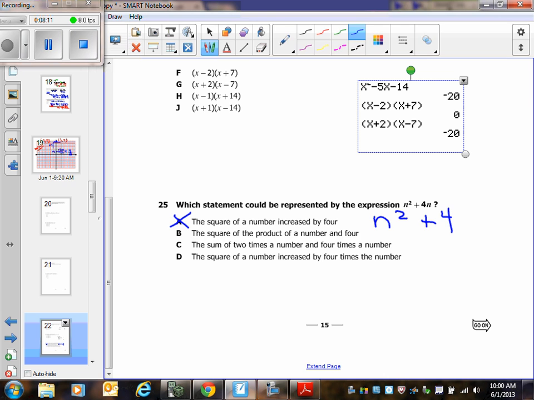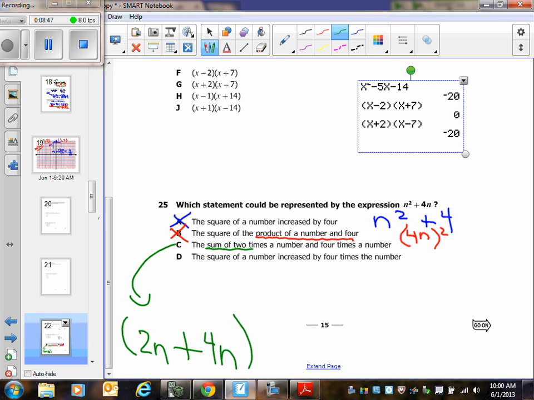Choice B says the square of the product of a number and 4. So that means that we're going to square the product of a number and 4. All right, so that's not choice B. Let's look at choice C. The sum of 2 times a number and 4 times a number. That doesn't match what we need to translate. So it looks like the answer should be choice D since nothing else worked.